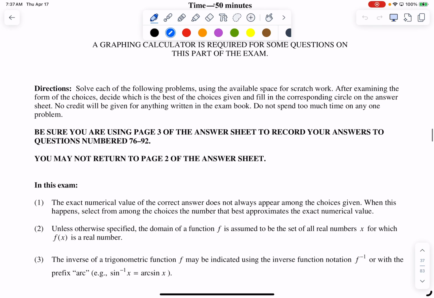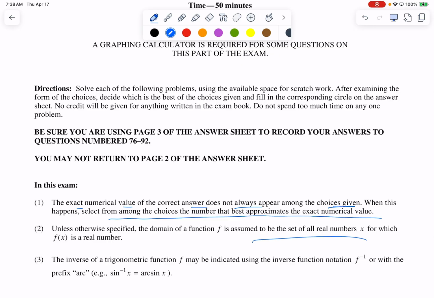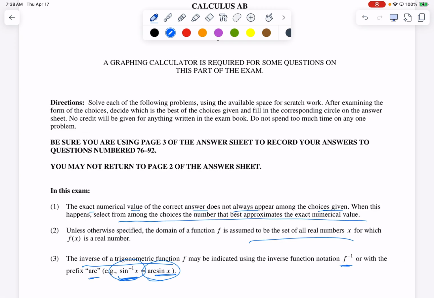The directions are the same every year. When you get to the calculator, the exact numerical value of the correct answer does not always appear in the choices given. When this happens, select from the choices that best approximates. And how many decimal places do they go to? 3. Otherwise, unless otherwise specified, the domain of the function is assumed to be the set of all real numbers. And then the inverse trig function may be indicated by f inverse or arc. So if you have inverse sine, you can have sine to the -1, which is inverse sine, or you can have arc sine. Arc sine or inverse sine mean the same thing.